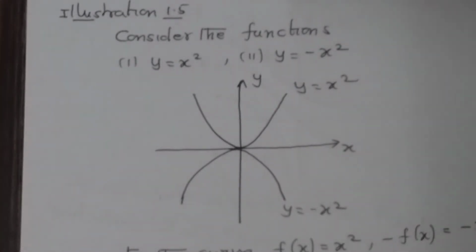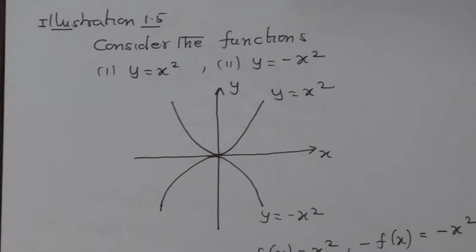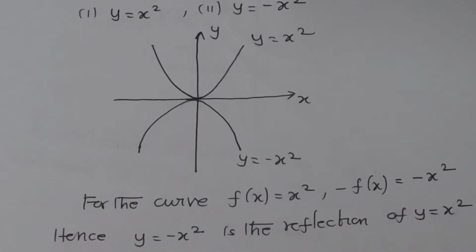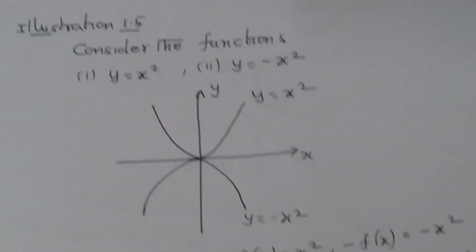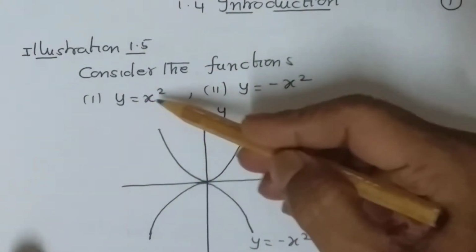All the three illustrations we'll see now. What is the first illustration? Reflection about x-axis. Now you see this one, this curve now. Illustration 1.5. Consider the function y is equal to x square. So it is like y is equal to f of x.